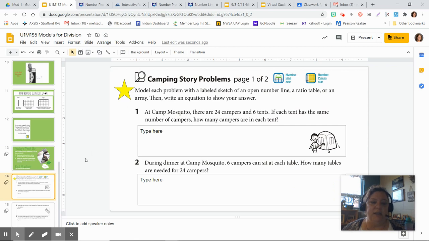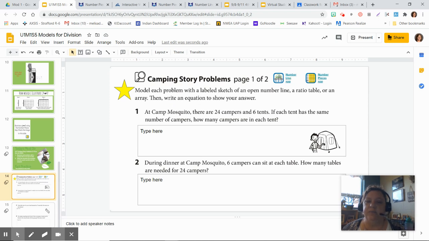So notice on this, your assignment, these two pieces right here. Notice the directions. They will change your life. You've got to read and follow directions. It says model each problem with a labeled sketch of an open number line, a ratio table, or an array. Then write an equation to show your answer.